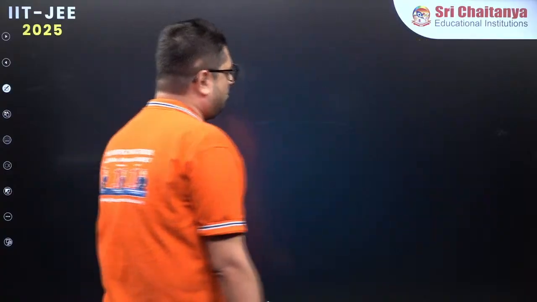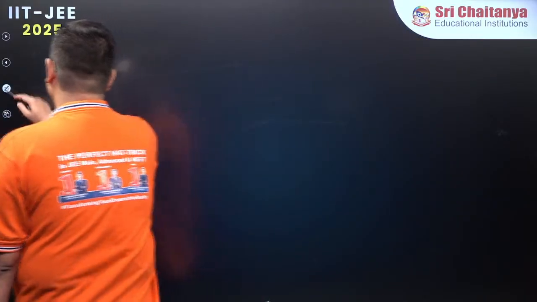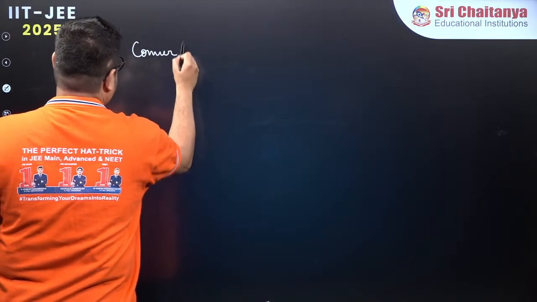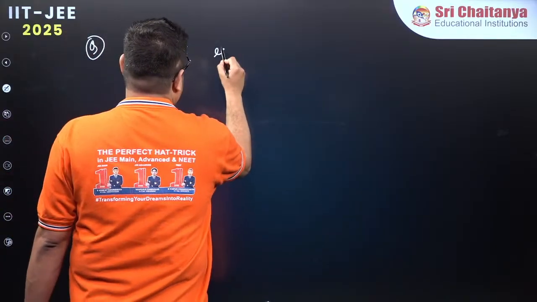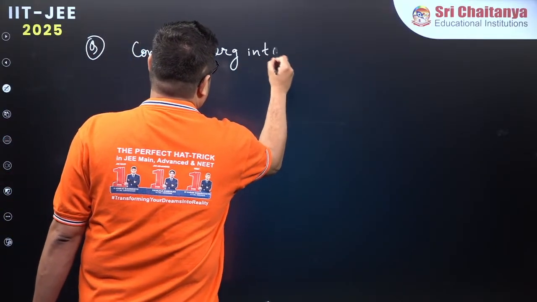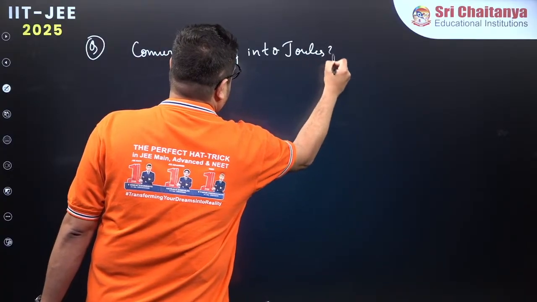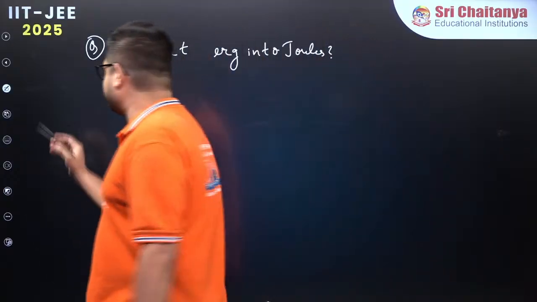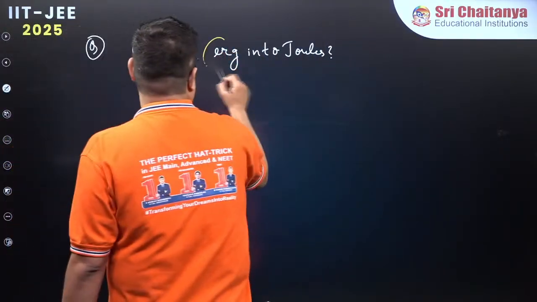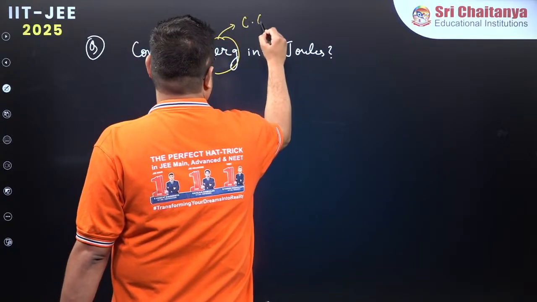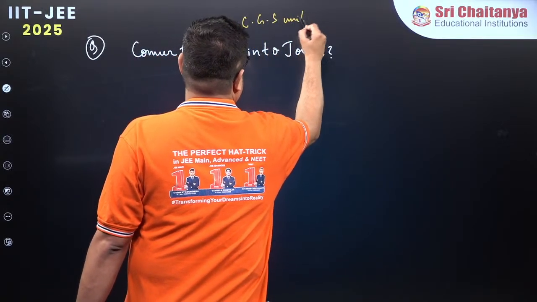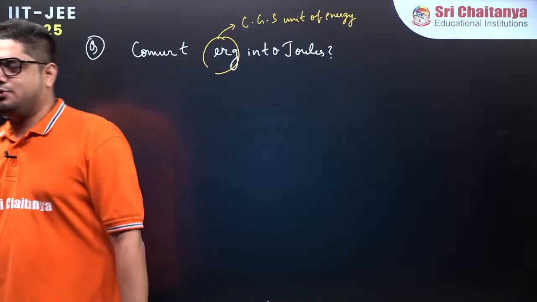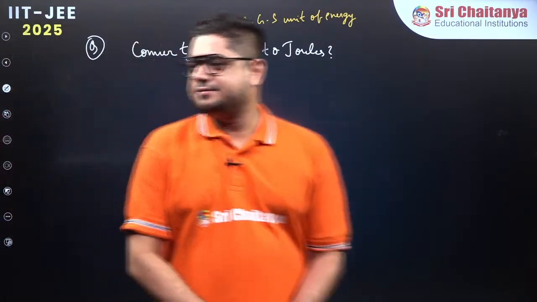Okay, so now let's say if I ask you another question, if it's done, I will give you my question. Convert erg into joules. What do you think should be the answer? A few minutes back itself we discussed about erg, isn't it? So erg is the CGS unit of energy or work done, isn't it? So what do you think is going to be the value of it?